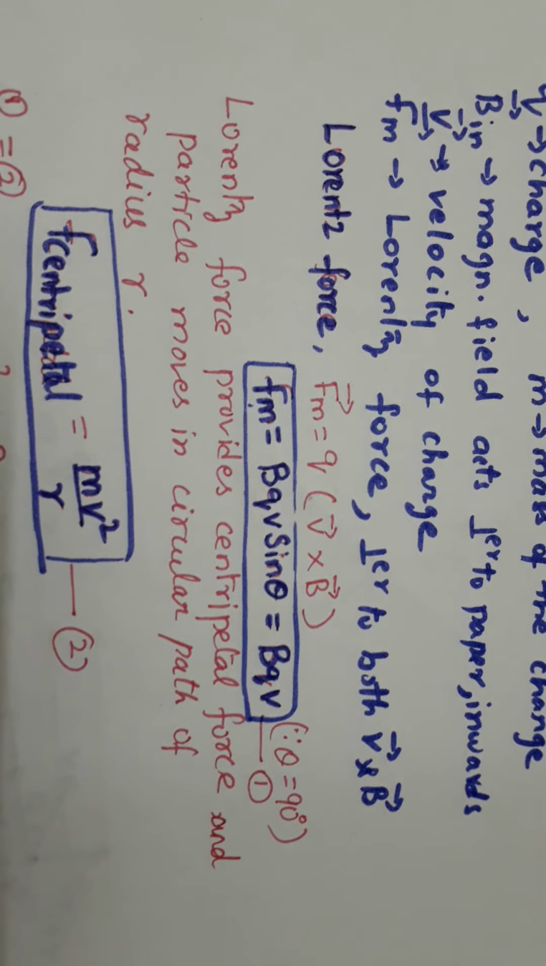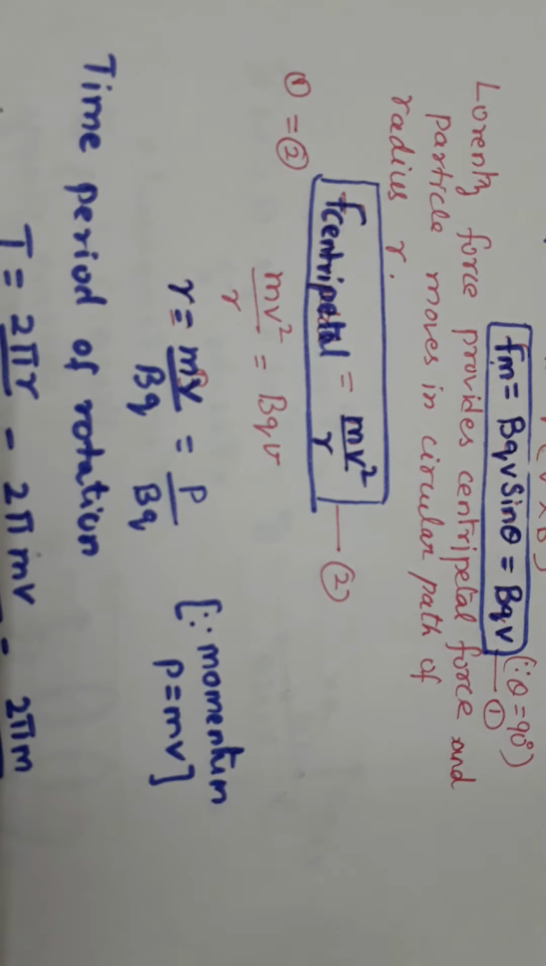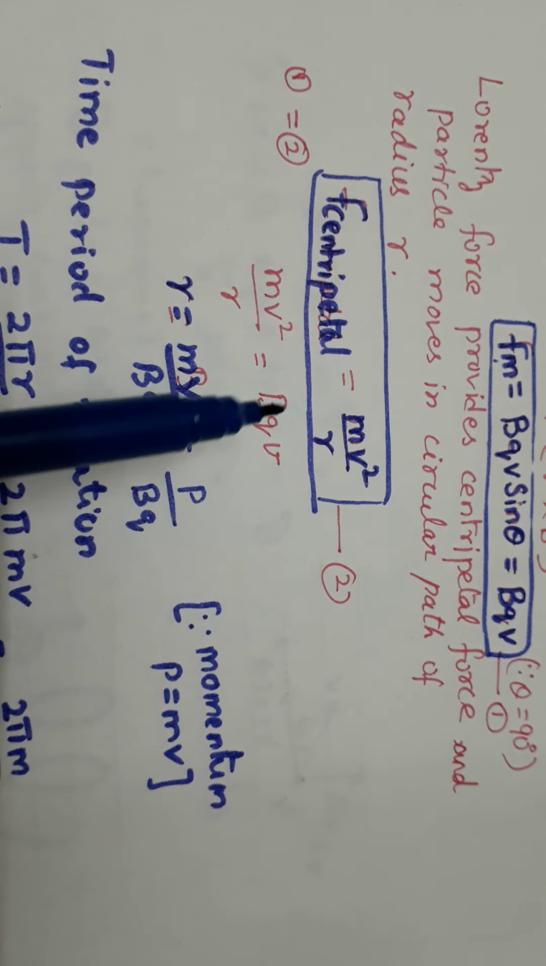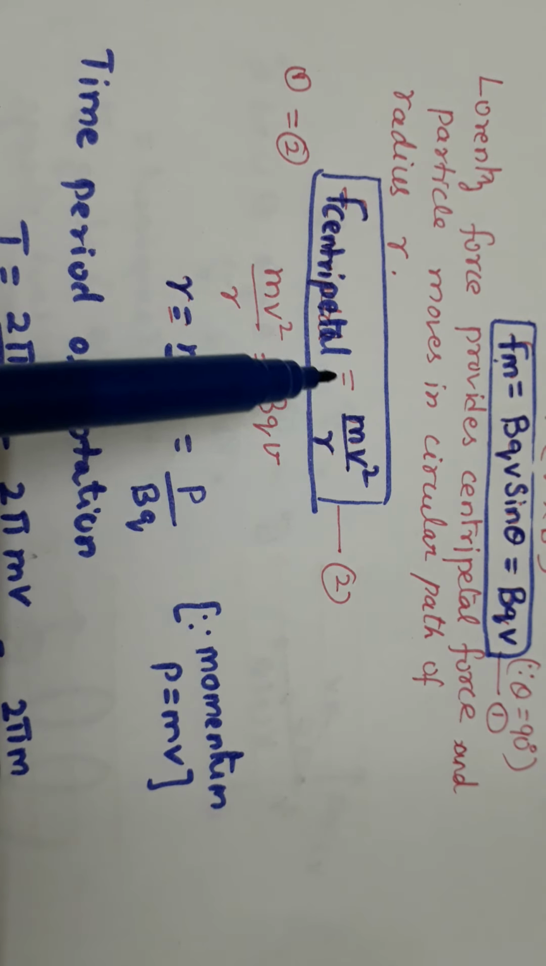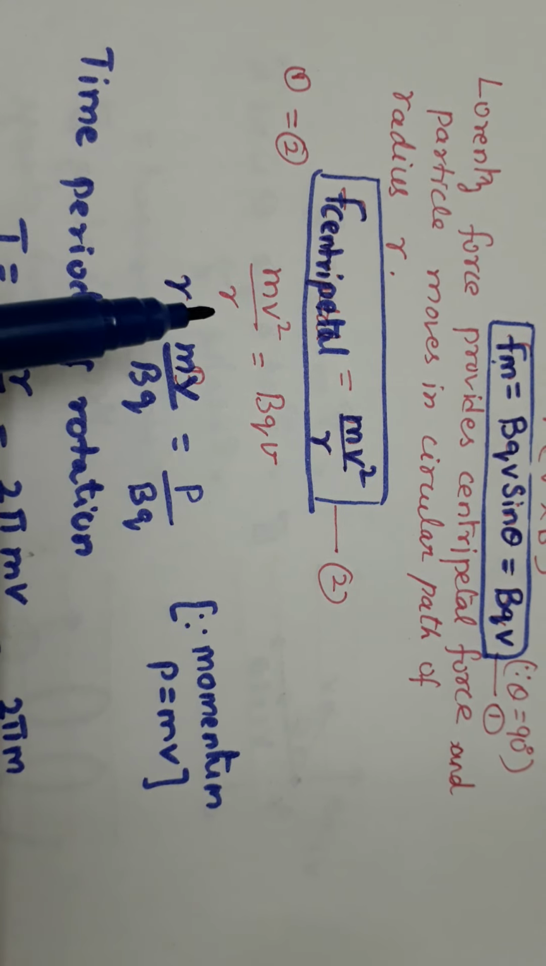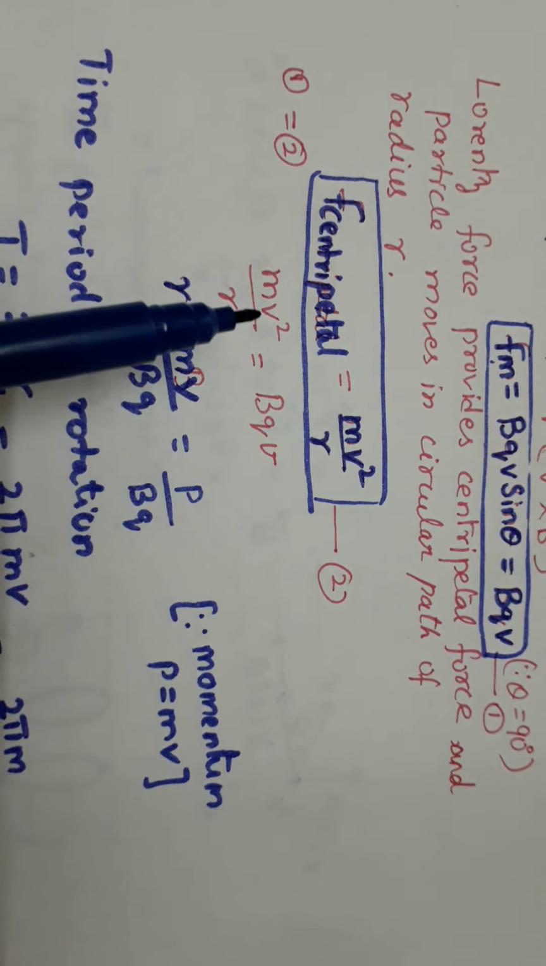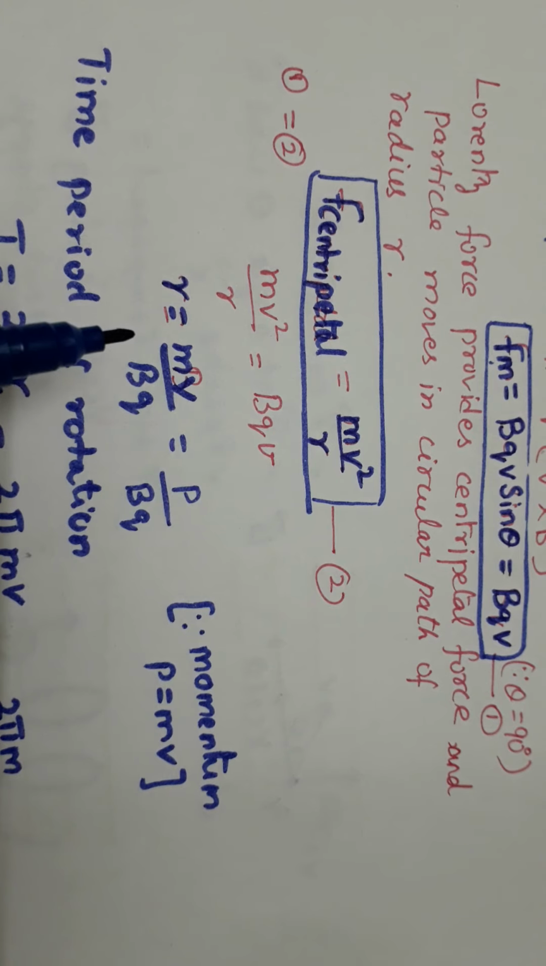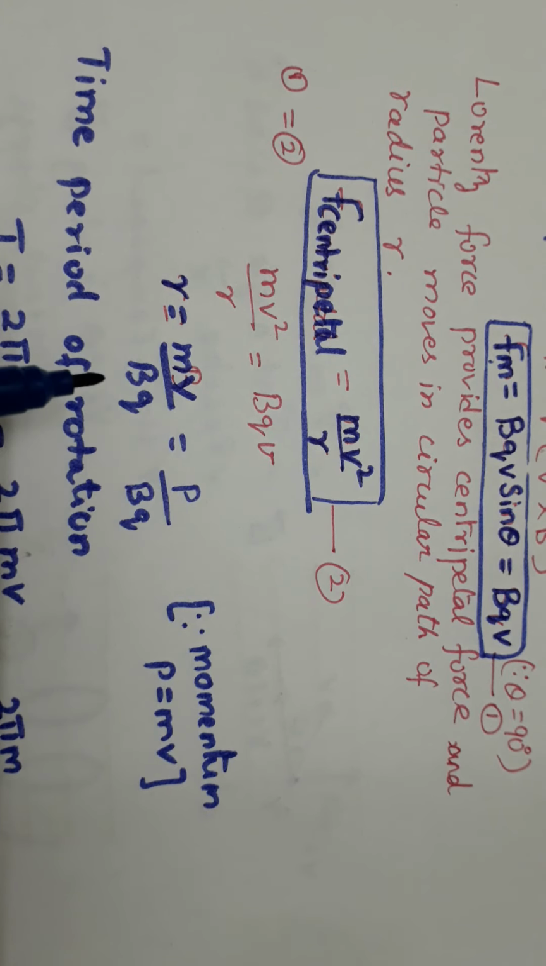Centripetal formula, you know, mv square by r. Now children, you can equate these two, the centripetal force and the magnetic Lorentz force. If you equate, what will you get? mv square by r is equal to bqv. Cancel v and v. If you take r from that, you will get mv by bq.